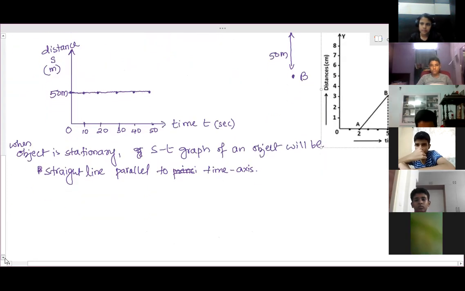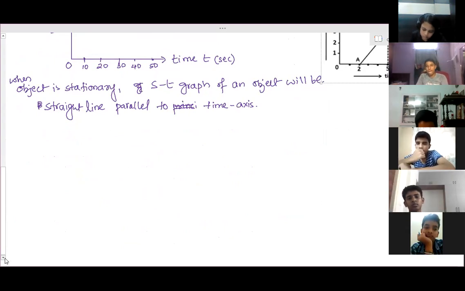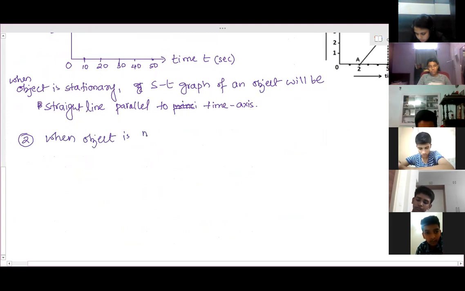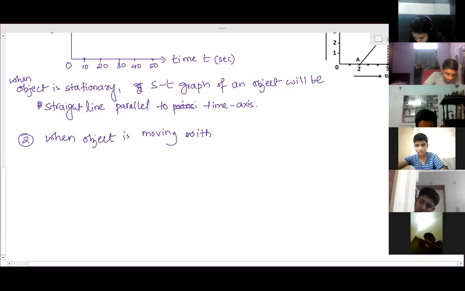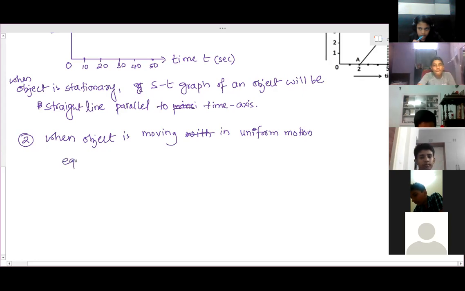Now, the second condition we have to see is when the object is moving in uniform motion. So uniform motion means, when it travels equally. It's equal in terms of time. Equal distance in equal intervals of time.